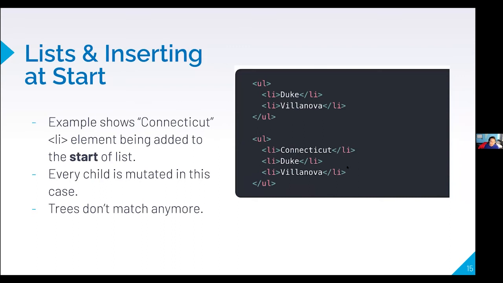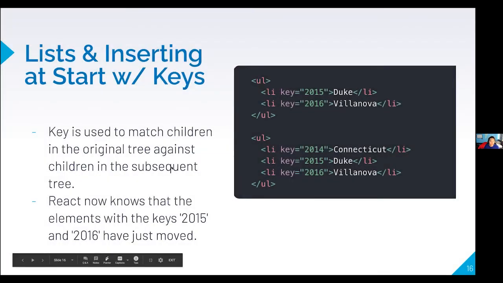Why? Because this isn't how React compares things. If you look at it spot by spot, Duke in the first position will not match up with Connecticut in the first position when it's new. Villanova does not match up with that in the second one. So it's just saying that these two are different, and automatically everything has to change and be re-rendered. So with that being said, how do we fix that? We fix that with keys.